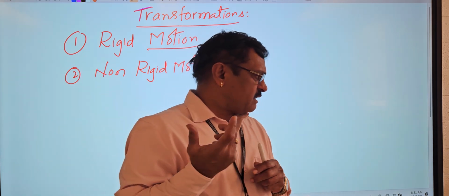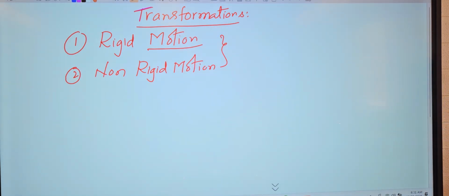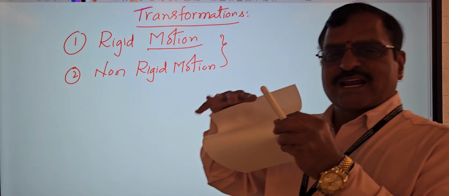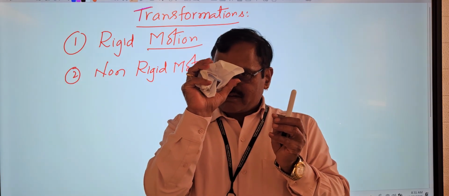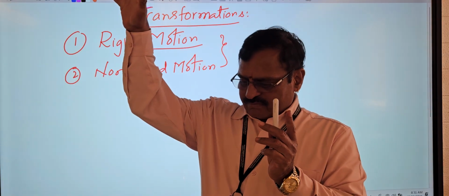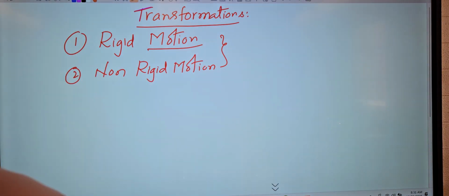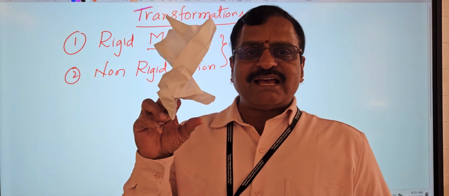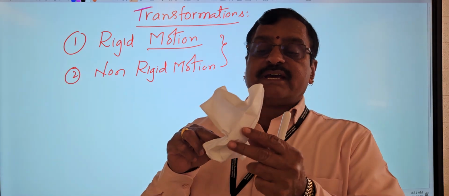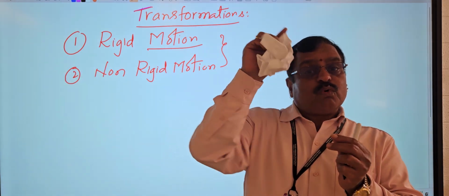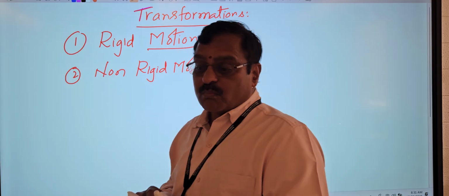Okay, like this. Instead of that, what I do, I take one paper. I scrunch it like this. Then I throw it. Now after reaching the floor, what happens? Now the shape is not the same as before I threw it. That means here the shape, maybe the size, of the object is changing. That means these kinds of motions are called non-rigid motions.